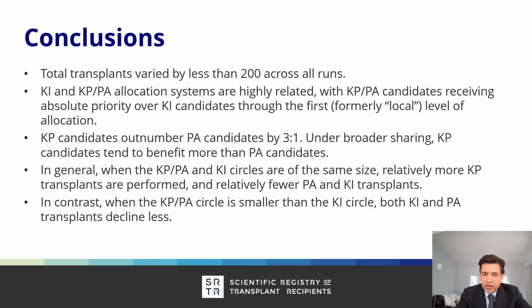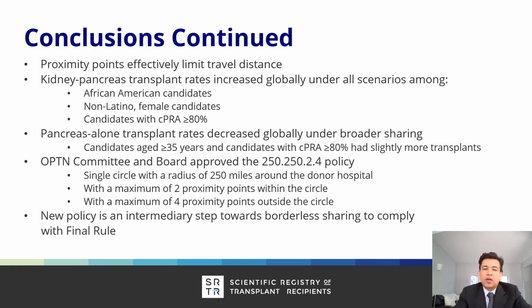In general, when kidney pancreas, pancreas alone, and kidney alone circles are of the same size, relatively more kidney pancreas transplants are performed, and relatively fewer pancreas alone and kidney alone transplants are performed. In contrast, when the kidney pancreas and pancreas alone circles are smaller than the kidney alone circle, both the kidney alone and pancreas alone transplants decline less. Proximity points effectively limit travel distance.